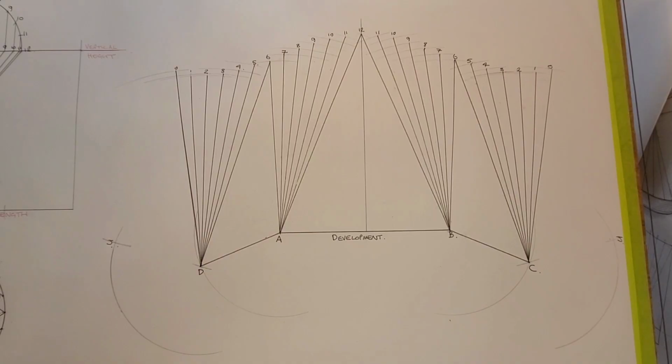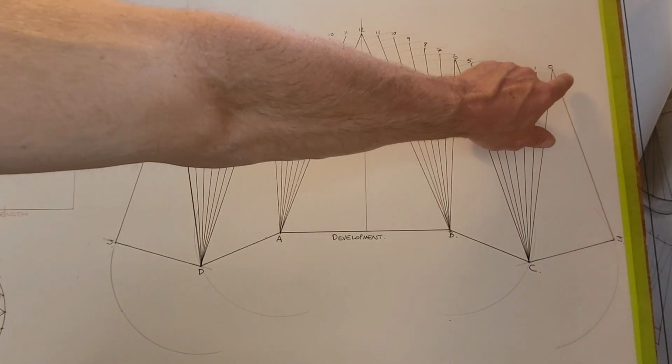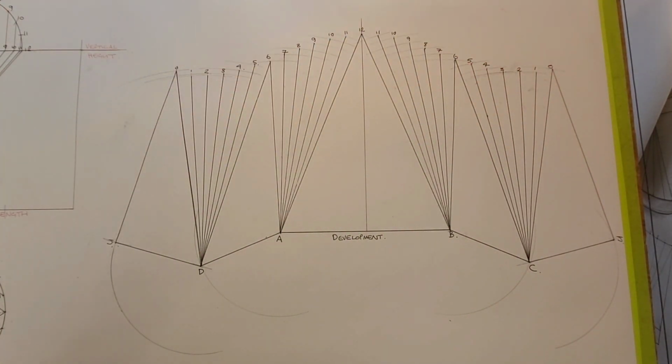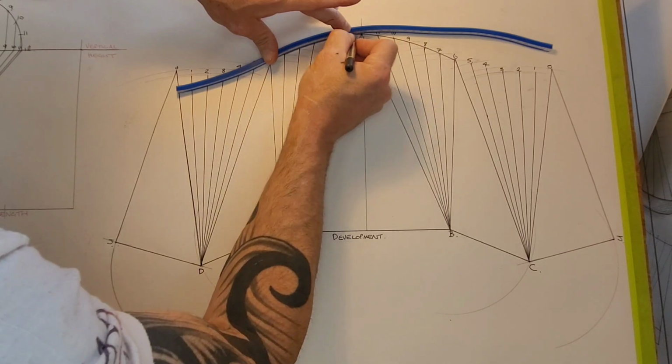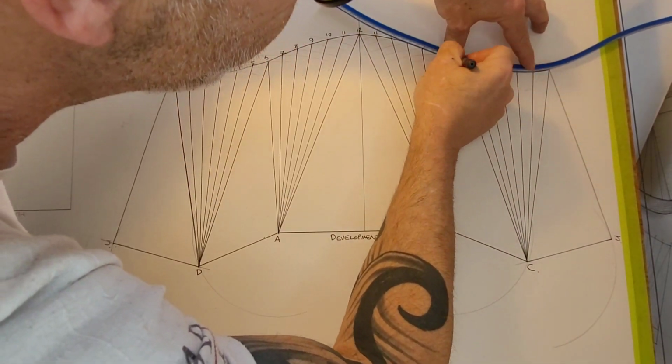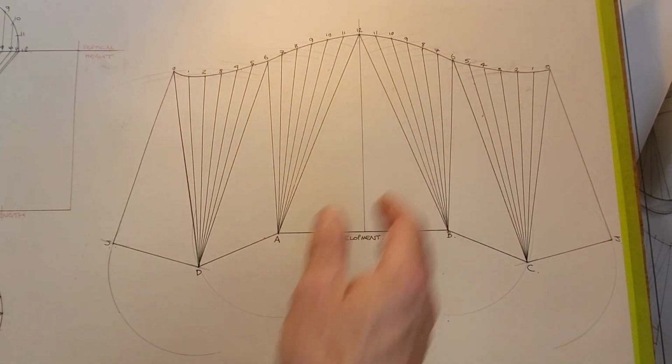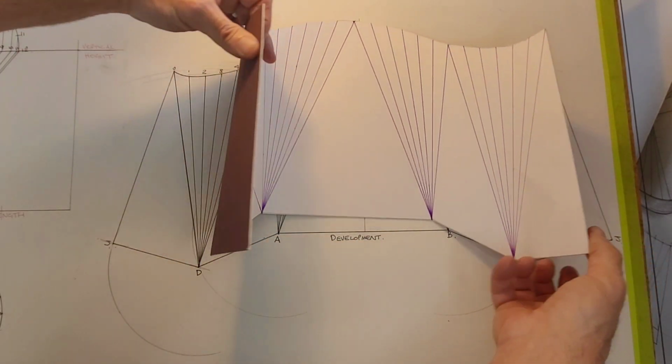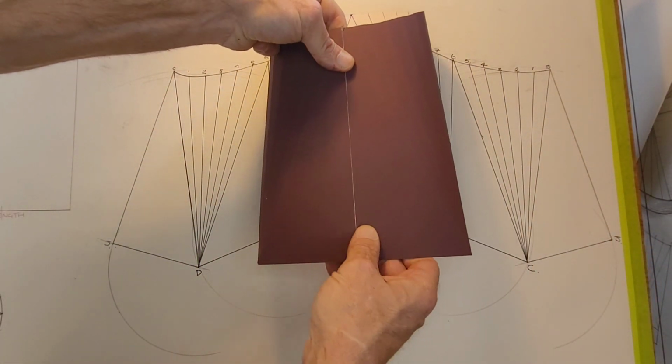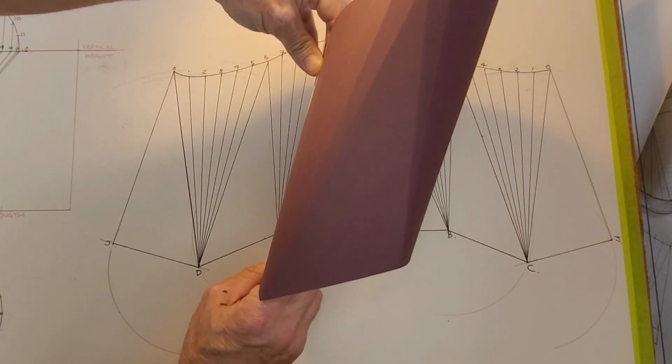Just line these points up now. We'll line these points up as well. And that is simply its full development marked out. All marked out, all cut out, folds up beautifully. That's the joint line.